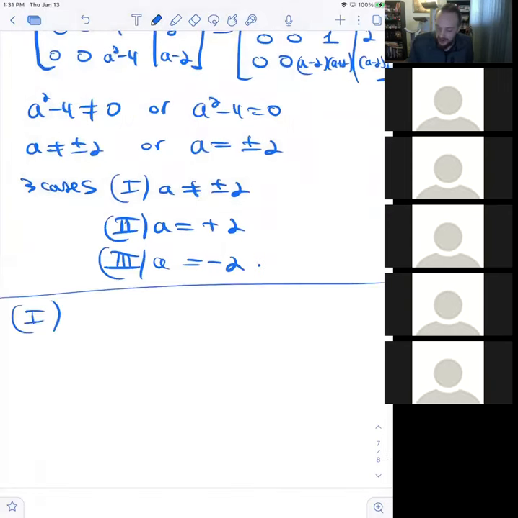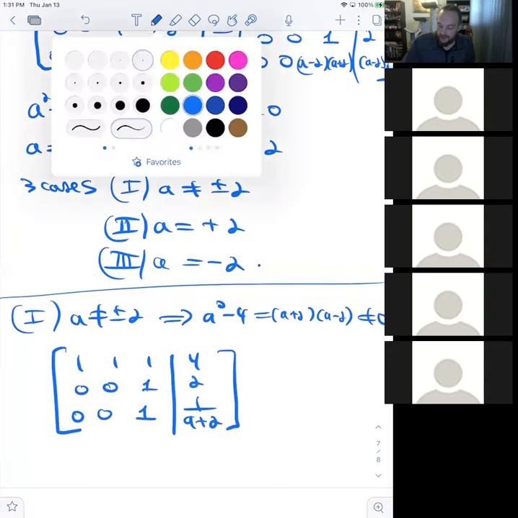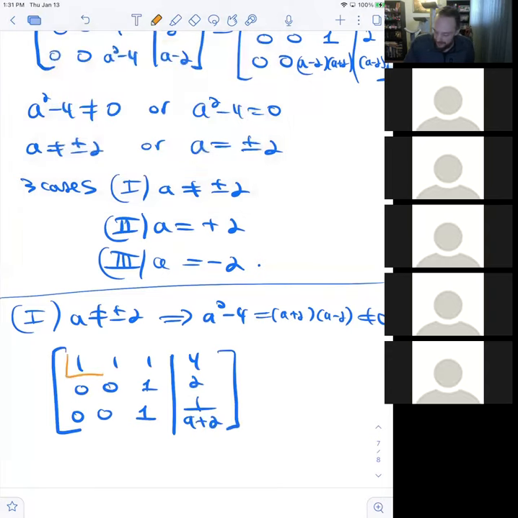So in case 1, if a does not equal plus or minus 2, then a squared minus 4, which is a plus 2 times a minus 2, doesn't equal 0. So I can divide by this, and we are going to get an augmented matrix that looks like 1, 1, 1, 4, 0, 0, 1, 2. And now I can do 0, 0, 1, 1 over a plus 2. So is this an REF? No. So what do I want to do? I was just going to draw my staircase, but then you don't get that.